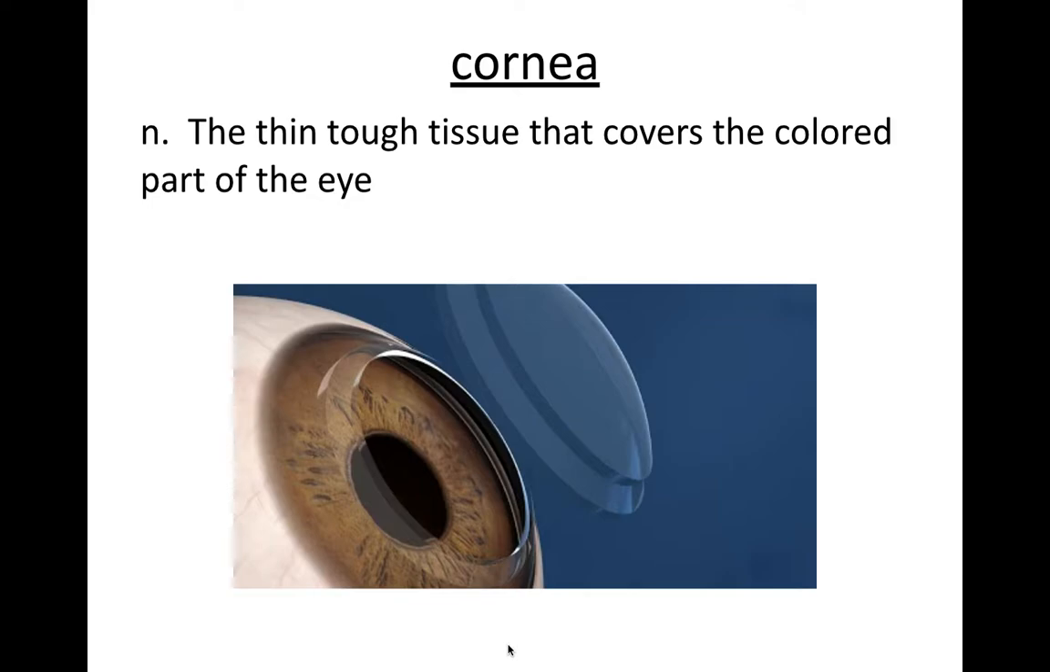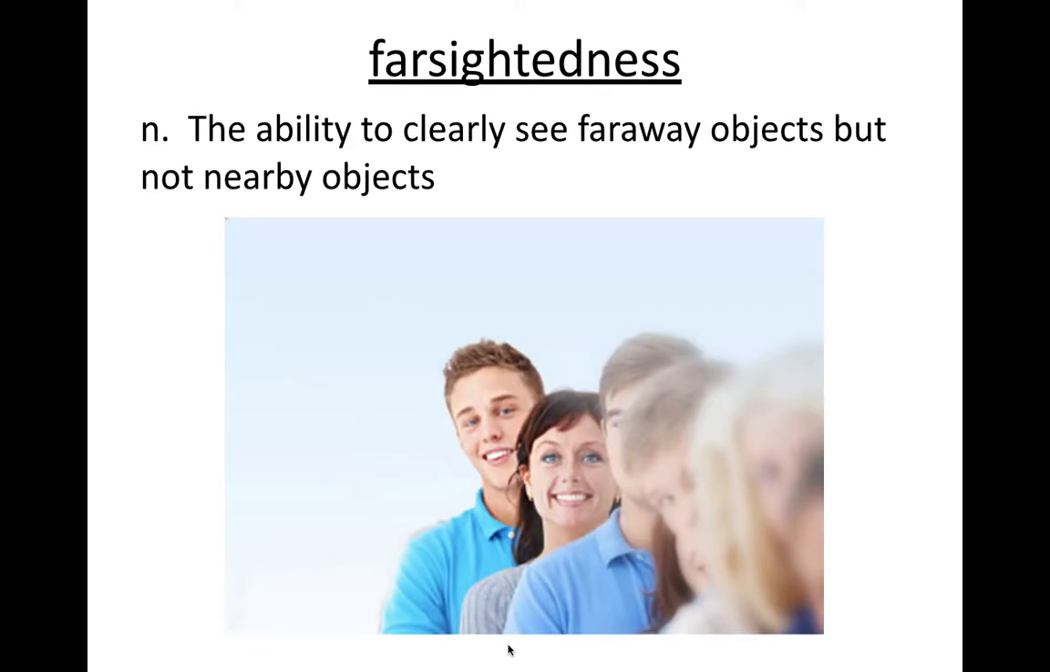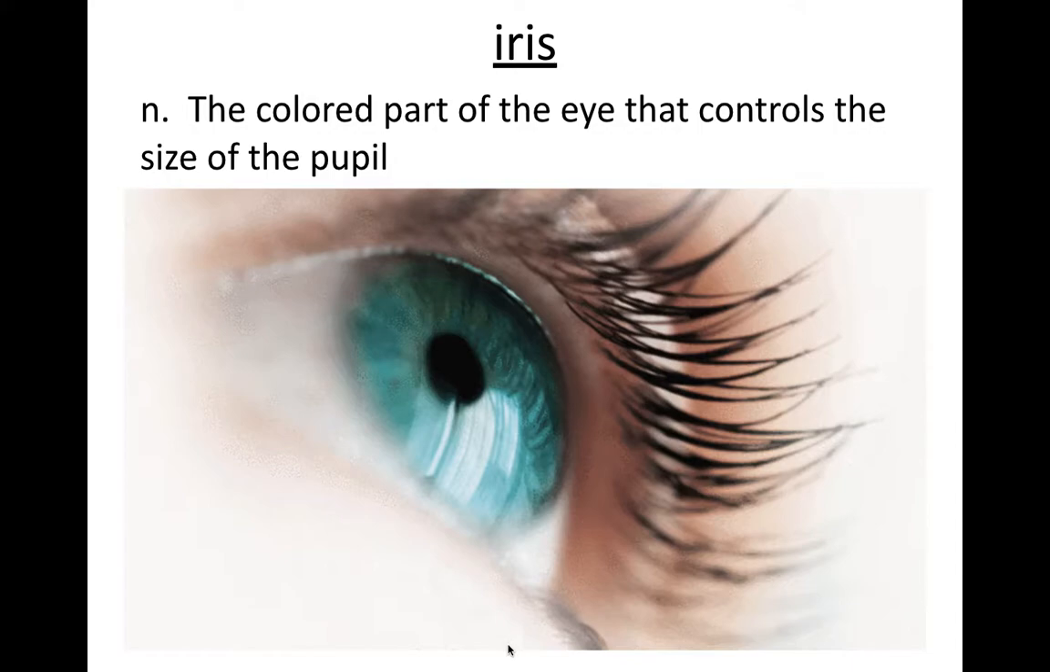Noun, the thin, tough tissue that covers the colored part of the eye. Number 2, farsightedness. Noun, the ability to clearly see faraway objects but not nearby objects. 3, iris. Noun, the colored part of the eye that controls the size of the pupil.